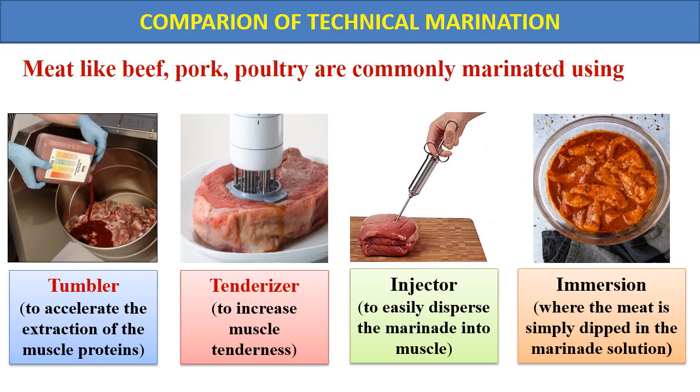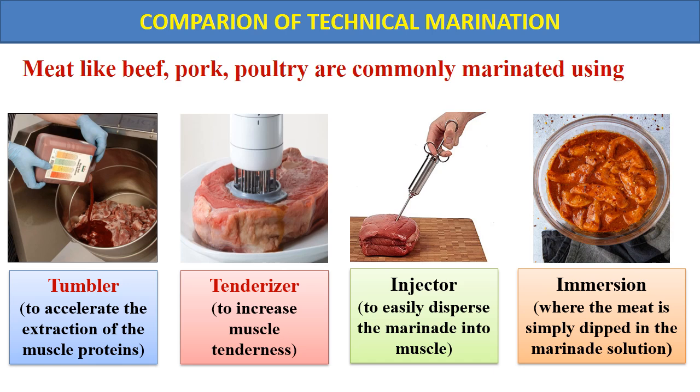Now we will talk about technical or commercial marination and their comparison, how it affects the quality of meat, especially the physicochemical quality and the sensory quality. Most meats like beef, pork, poultry are commonly marinated using certain techniques. Number one is the tumbler. A tumbler is a container where the meat is put along with the liquid and tightly closed, and there are some kind of paddles which continuously have a massaging effect, and that helps in marination. So this gives accelerated extraction of muscle proteins and has a lot of other advantages.